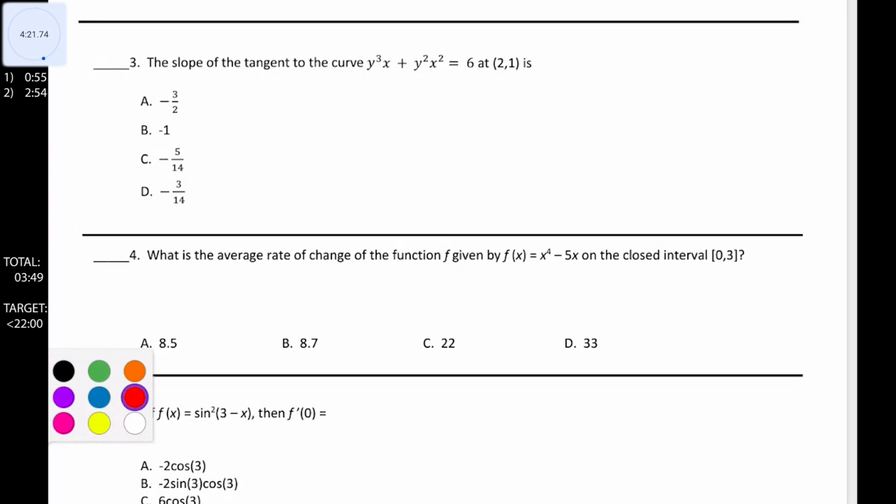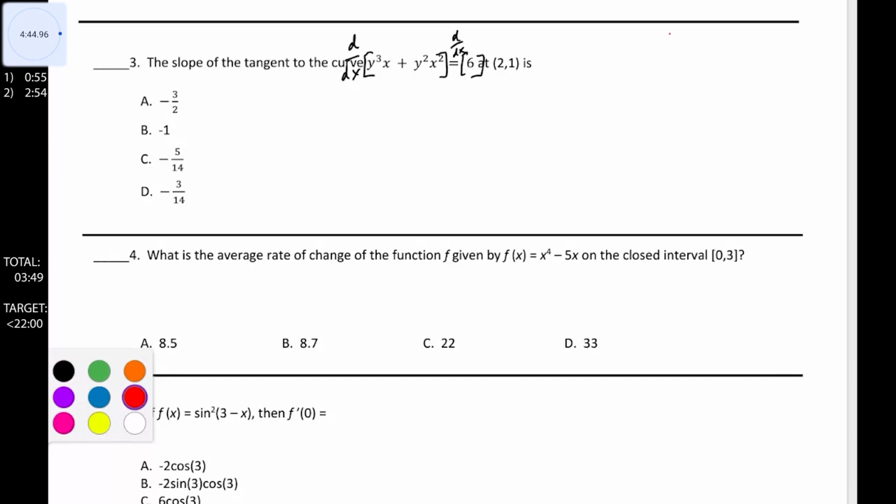And by implicitly defined equation, what I mean is it's not solved for y. So we are going to have to differentiate both the left-hand side and the right-hand side with respect to x. And that's how we're going to start this off. Now, when we do that, we see that the very first term, y cubed x, is a product. So we are going to have to use the product rule.